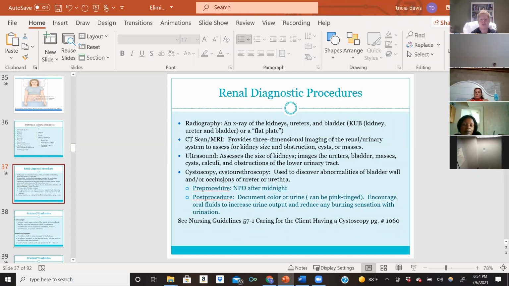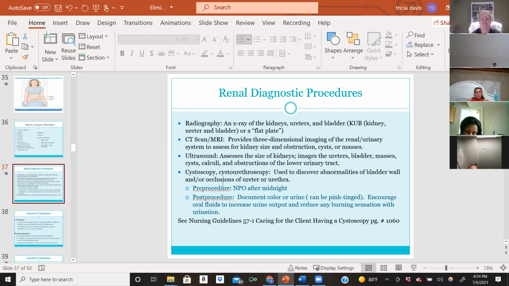And then we can do something a little bit more invasive. We have something called a cystoscopy or a cystourethroscopy. These would be used if we thought there was some type of abnormality or an occlusion. If we think there's something going on with the bladder wall, if we think there are tumors or occlusions in the ureter or the urethra somewhere, we would want to go in with a little scope and look inside the ureter or in the bladder to see what's going on.